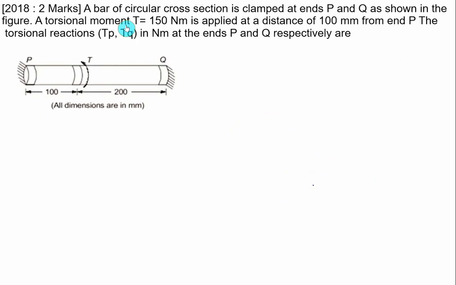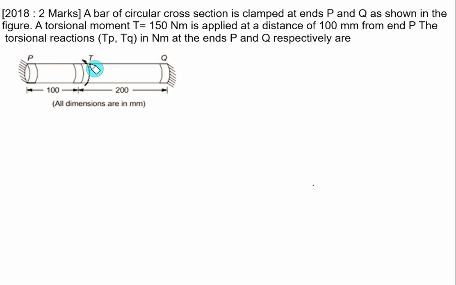A bar of a circular cross section is clamped at end P and end Q. It means that we have the values of theta P and theta Q equal to 0. A torsional moment of T equal to 150 Newton meter is applied at a distance of 100 mm from the end P and the remaining distance is 200. The torsional reactions Tp and Tq in Newton meter at the ends P and Q we have to find out.